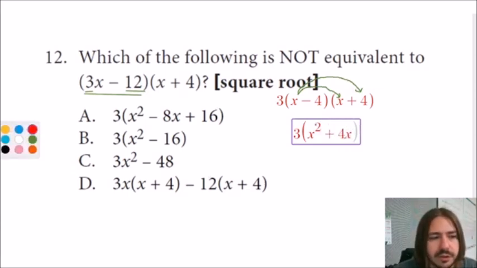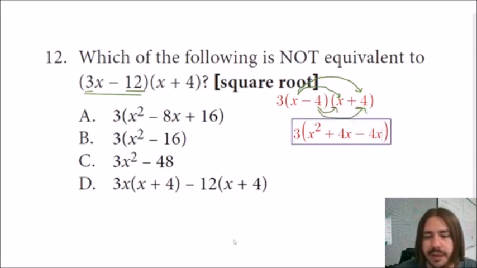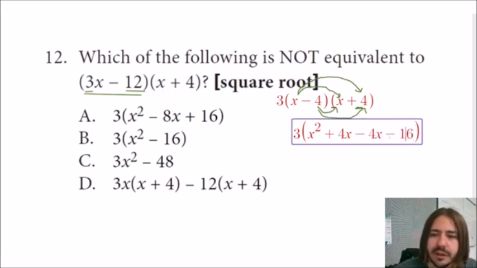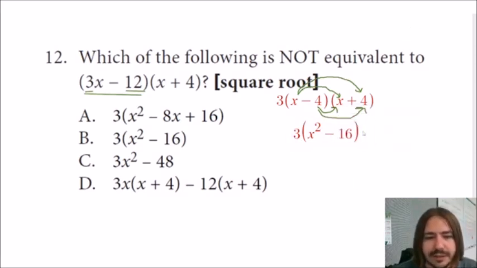But I also need to distribute the second term in the first binomial. This would be the I and the L in FOIL. You're familiar with that. So negative 4 times x gives me minus 4x, and negative 4 times 4 gives me minus 16. Here we can combine our like terms, and notice how 4x minus 4x is 0, so these just go away. Now we have x squared minus 16, which we see in choice B.